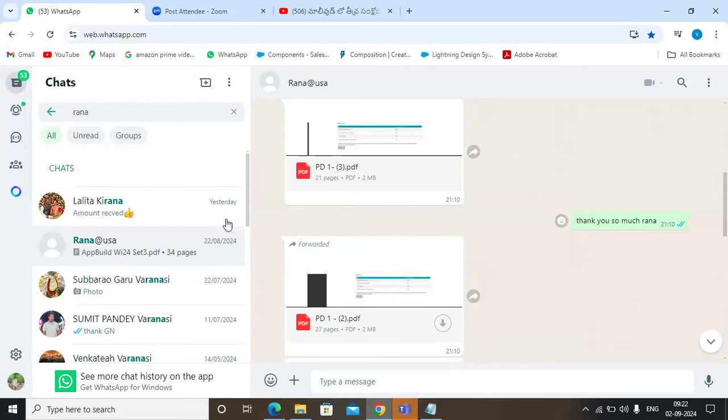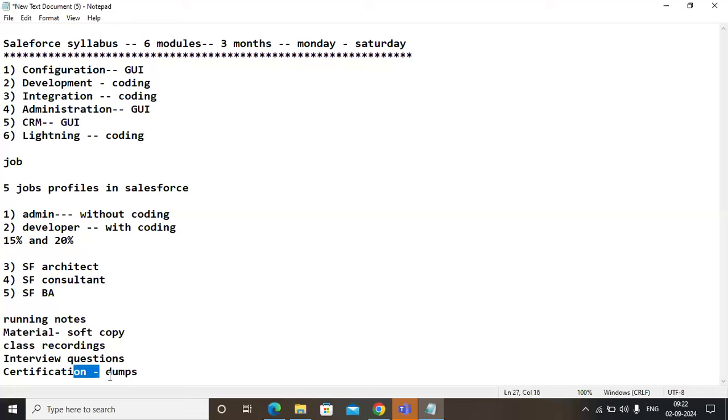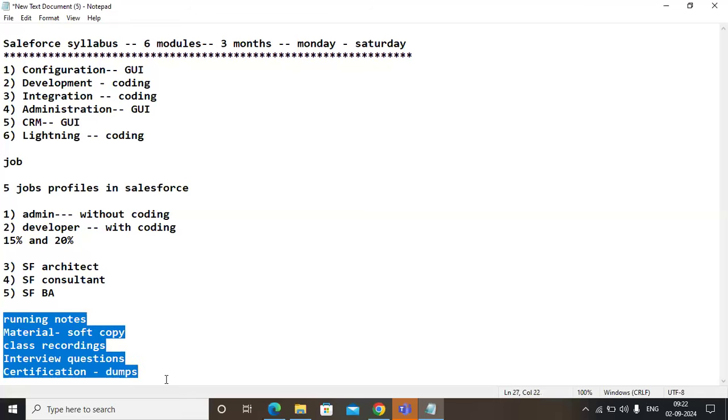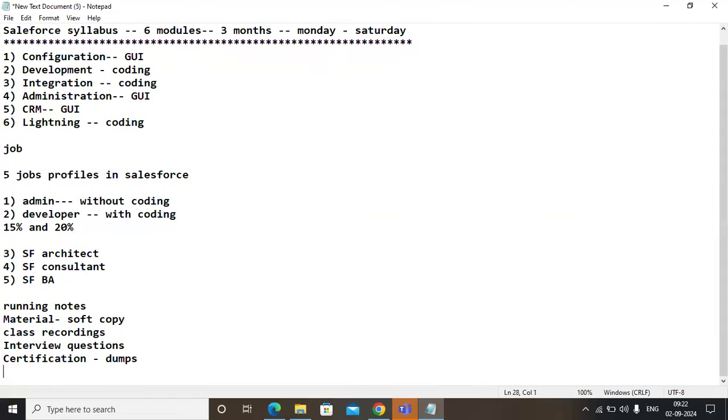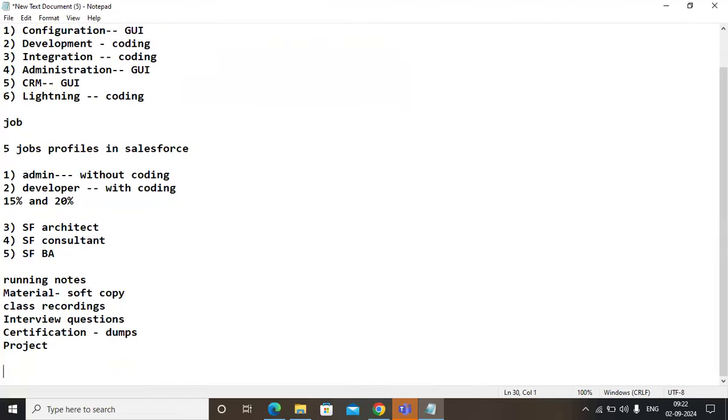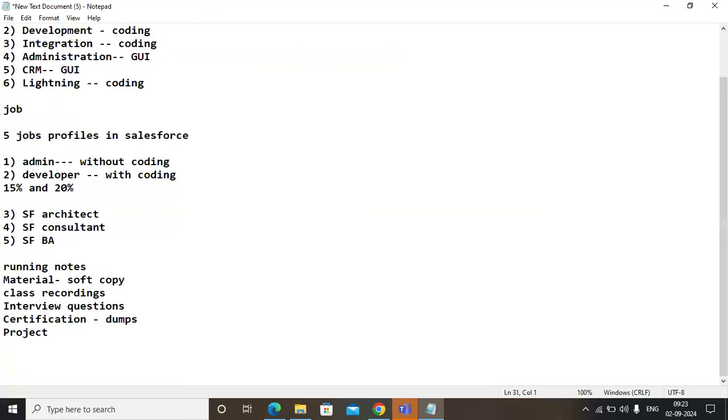She is a German lady, but she is my old student living in US. That is all I can provide from my side: running notes, materials, class questions. And finally, I will provide the project also. But the project, guys, I will explain, and you have to do it on your own. You have to start the project on your own. So these are the things I'm going to provide from my side.